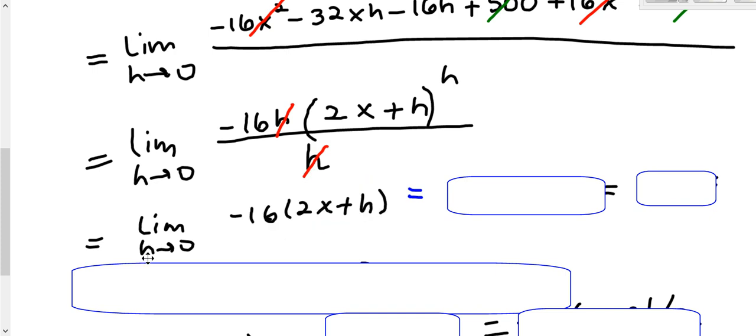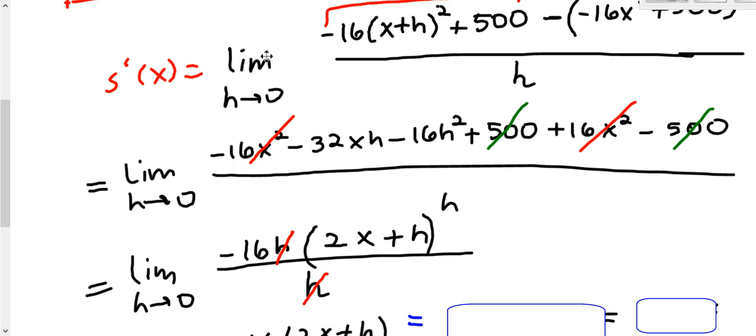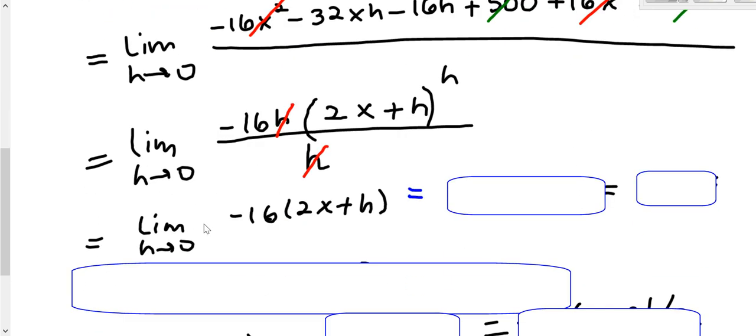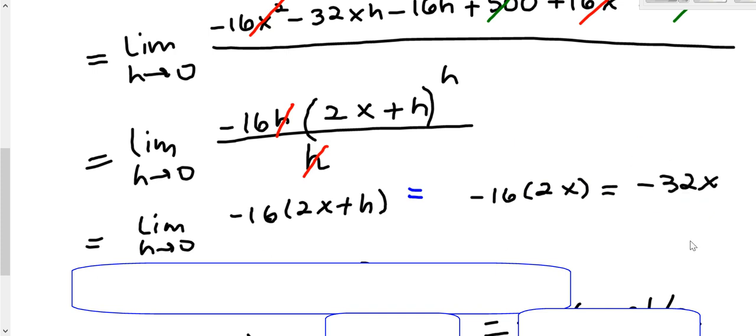Remember to take a limit at this point as h goes to 0. And notice up until this step, I kept my limit notation, right? Only at this level you can drop it because you are now taking a limit. In all the other places, the limit was saying we're going to take a limit eventually as h goes to 0, but now we're taking it. So take the limit, so h disappears, and we're going to get negative 16 times 2x. That's negative 32x. This is the equation for the derivative at any x value.